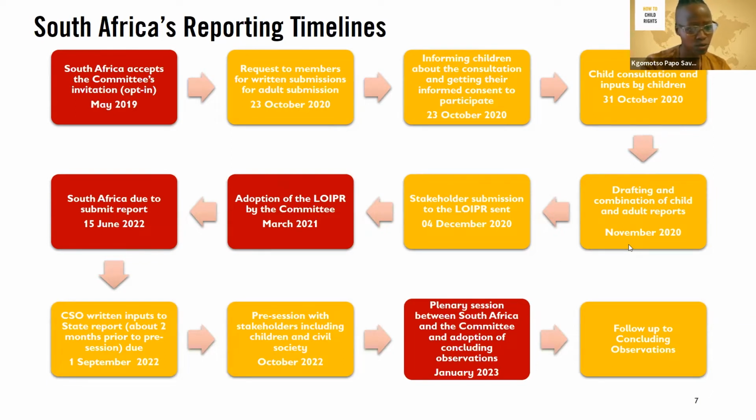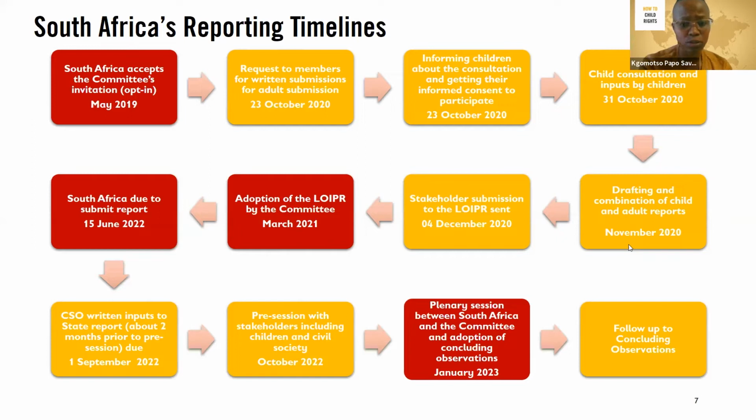This session will also include the children, where we are planning to have a separate complementary report, because before we combined both reports, and due to time we could not sufficiently consult more children. So this time we are planning to separate the civil society's report and the children's report. We'll have the pre-session with the stakeholders, including the children, in October 2022. Then South Africa will go to the plenary session with the committee in January 2023.